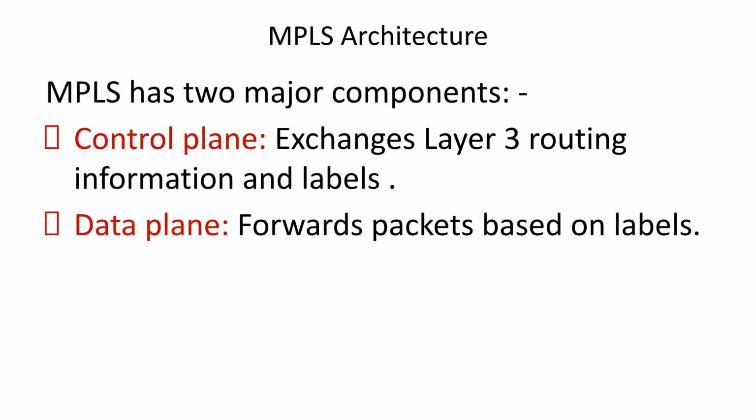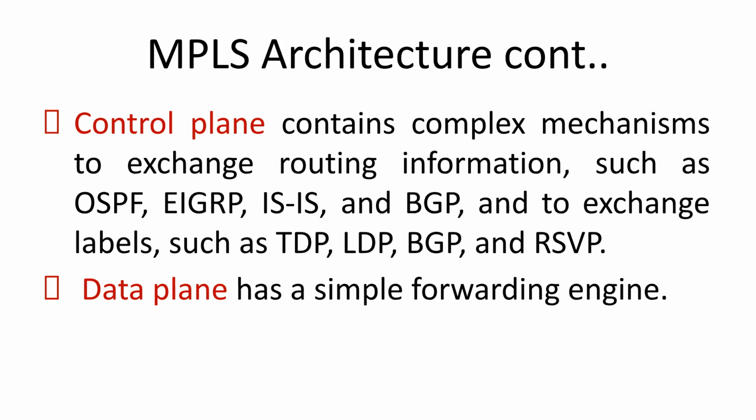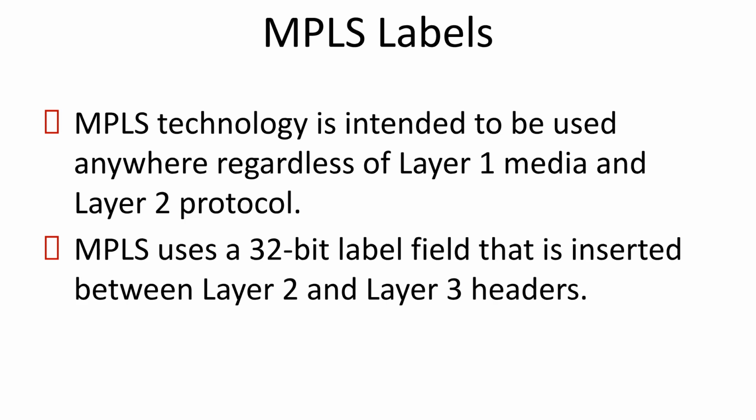The MPLS architecture consists of two major components. The control plane exchanges Layer 3 routing information and labels. The data plane is responsible for forwarding packets based on those labels. The control plane uses complex mechanisms to exchange routing information, utilizing protocols like OSPF, EIGRP, ISIS, and BGP. Label exchange is managed by protocols like TDP, LDP, BGP, and RSVP. The data plane, conversely, operates with a simple forwarding engine.